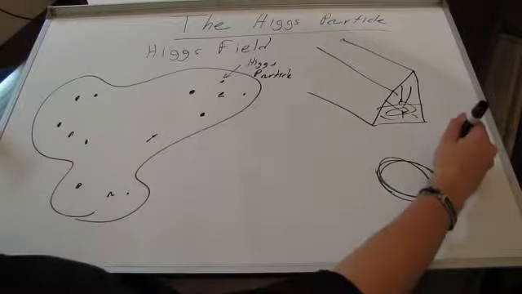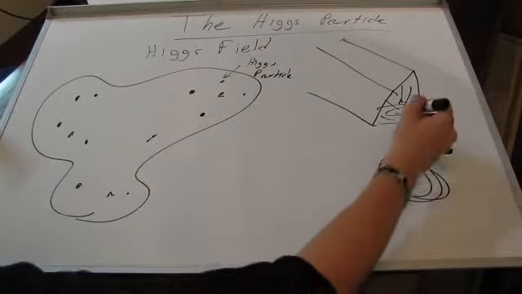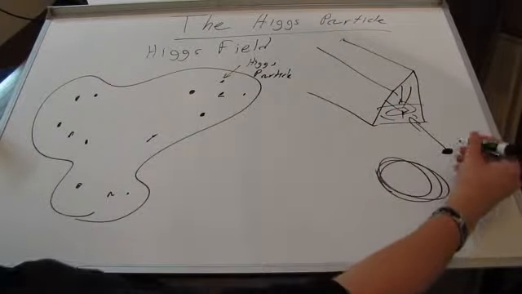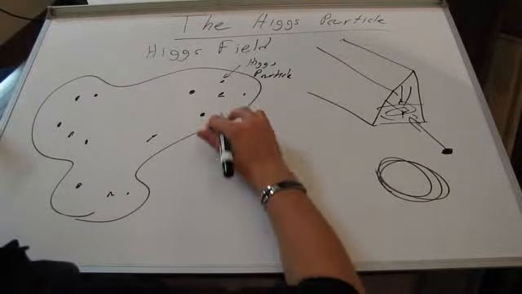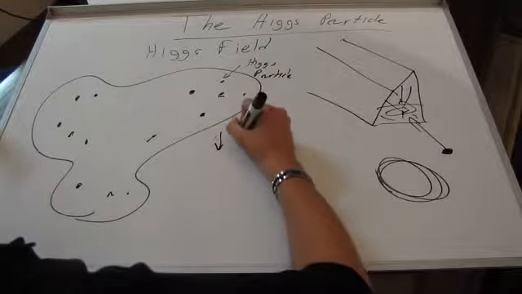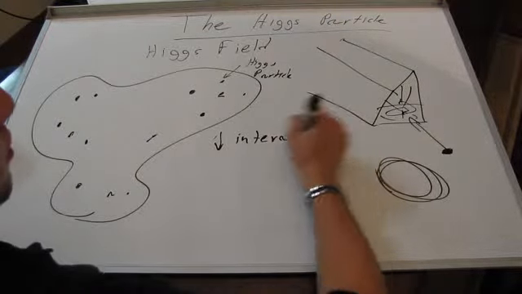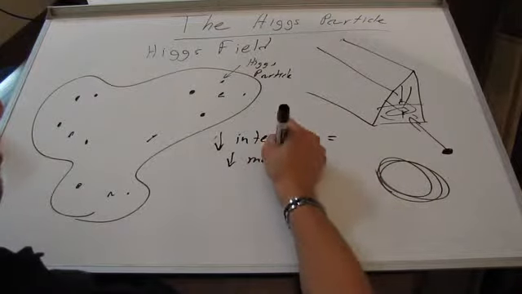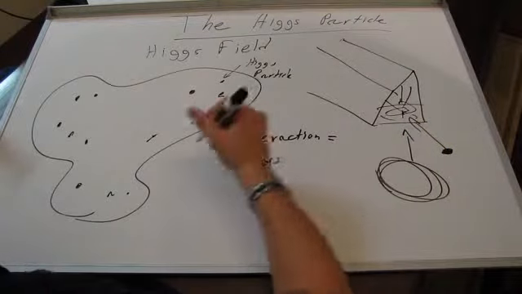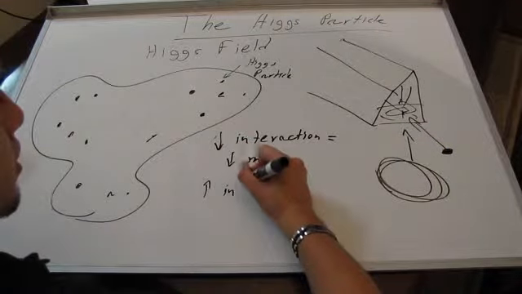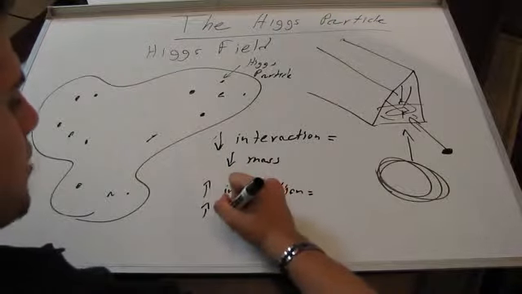If we throw the tennis ball through it, there's not going to be a lot of interaction between the Higgs field and the tennis ball, which leads to less mass. So, less interaction equals less mass. Now, if we throw the basketball through the Higgs field, then we're going to have a lot of interaction, which is going to make a lot of mass.